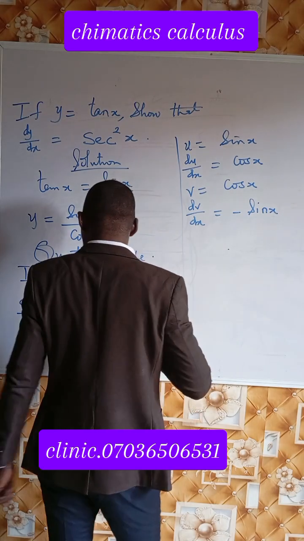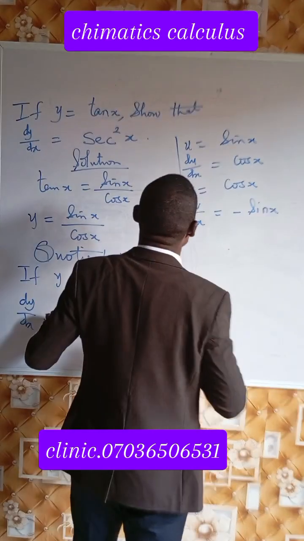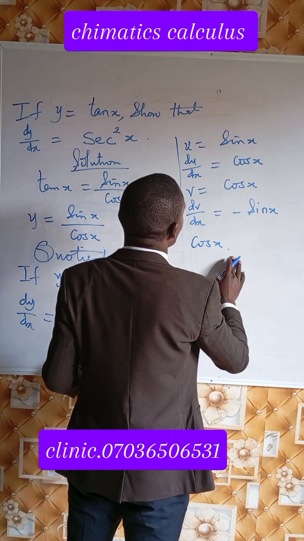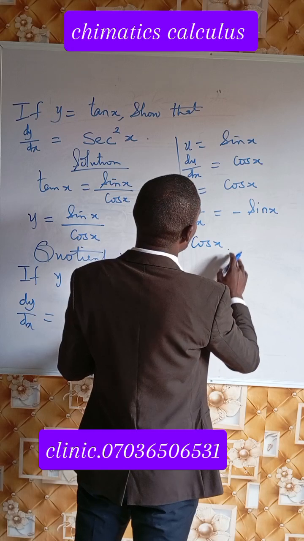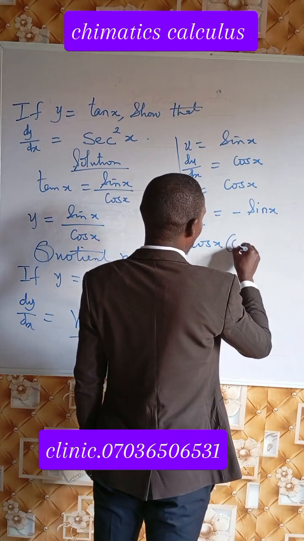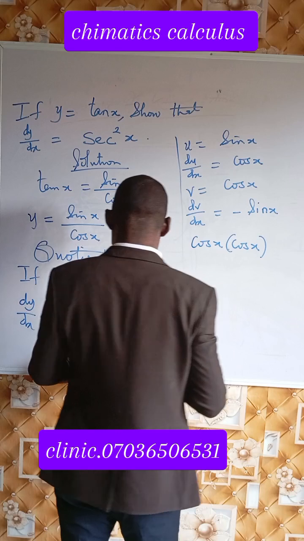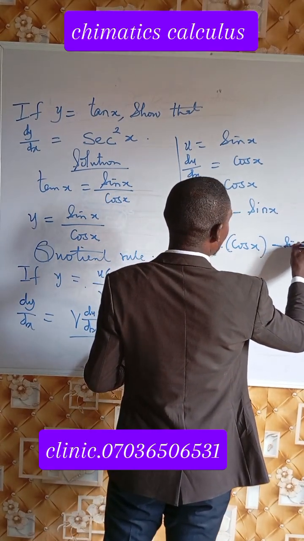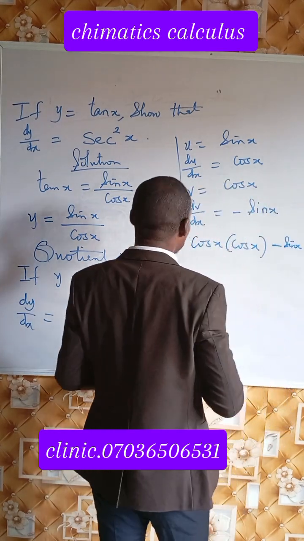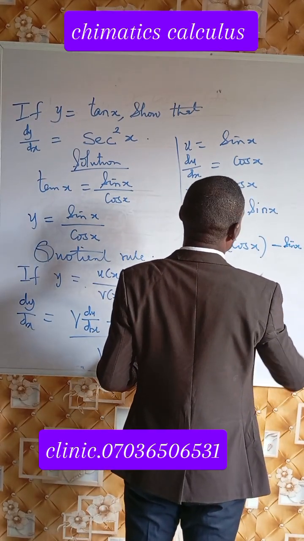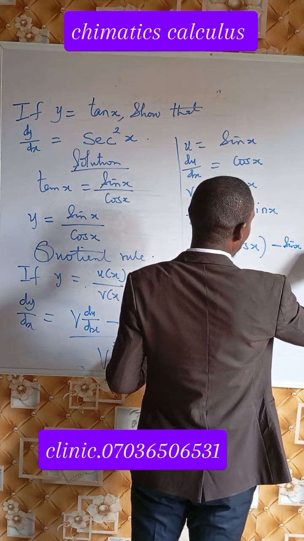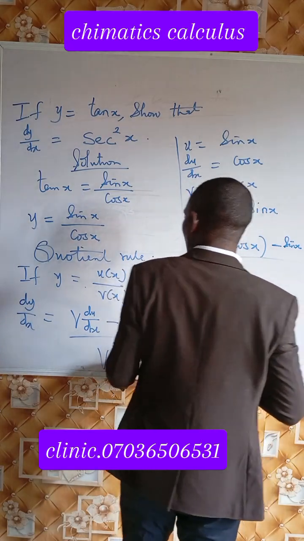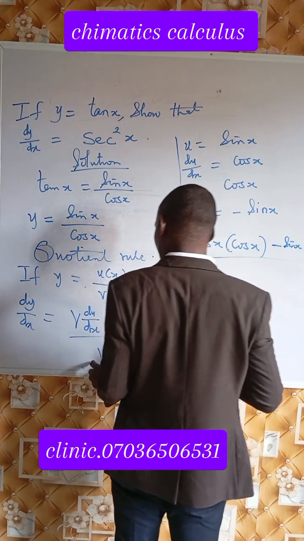Now let's go. What are we going to do here? Our v is cos x. du/dx is also cos x. Minus, what is our u? Our u is sin x. And dv/dx is minus sin x. Everything divided by v squared. V is cos x, but they said v squared.